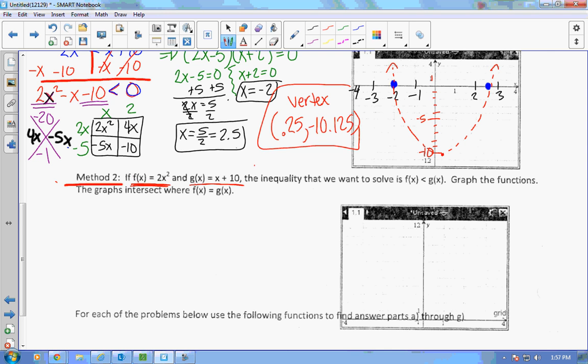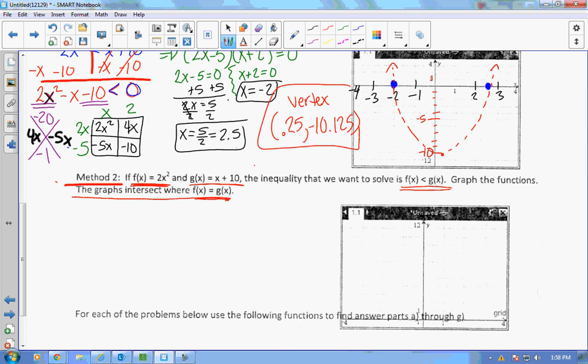Maddie, what would x plus 10 look like? Is it going to be a parabola? No? This is x to the first power. So it's no longer quadratic, it starts with an L. Linear, it's going to be a line. So we want to solve when f of x is less than g of x. And also, we want to find where they intersect.